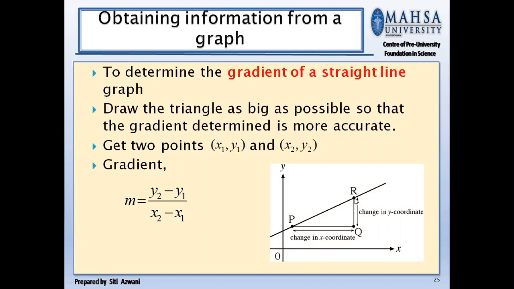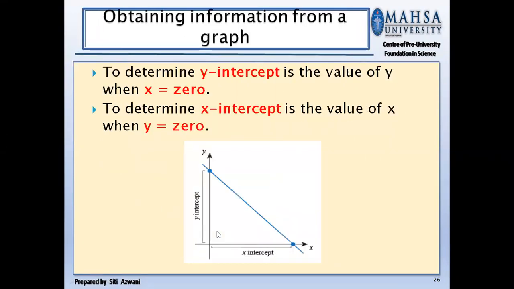For example here, you have a point y2, and you have y1 here, y2 minus y1. You have x2 here, and then minus x1 here. So that is equal to the gradient, the slope.